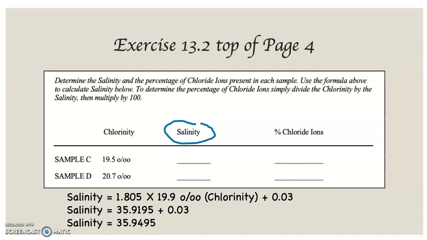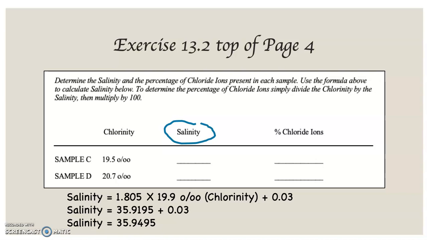Remember, when you're doing a math problem like this, always do the multiplication first. So we take 1.805 times 19.9. That is, now you can look at the second line, 35.9195. And then we add 0.03, which gives us a salinity of 35.9495 parts per thousand. There you go.